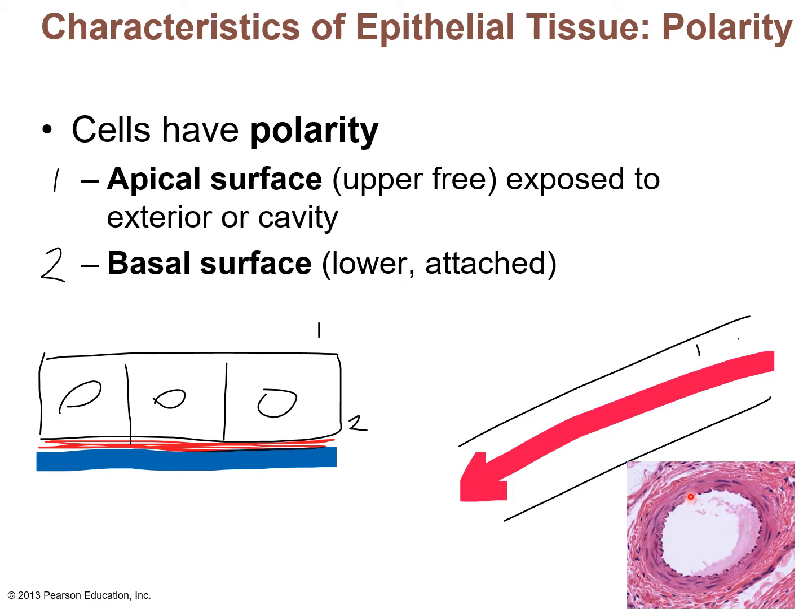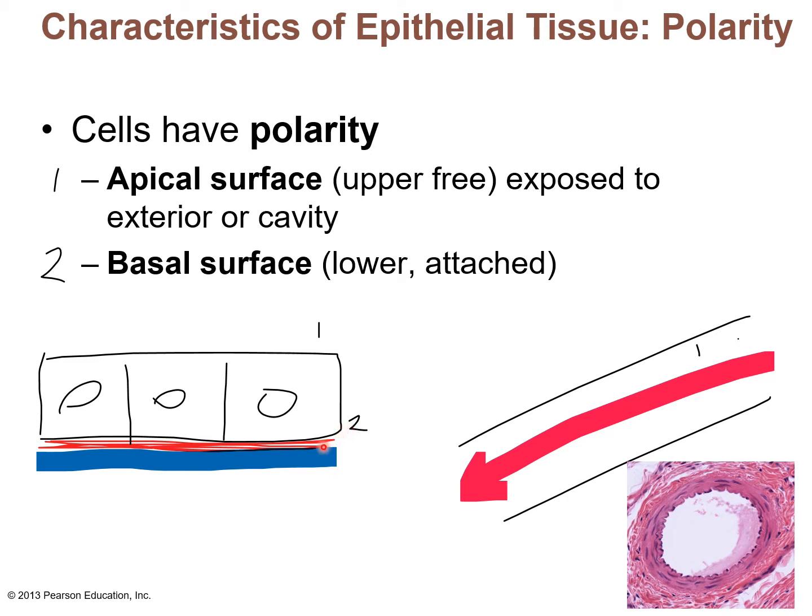Where would the basal surface be? The basal surface would be right here, and notice how there are other tissues attached to the basal surface. So here would be the apical surface, and right here would be the basal surface attached to some other tissues. So all epithelial tissues have two surfaces, an apical surface and a basal surface. Now notice how I drew a red structure right here. I'm just using different colors to make it easier.